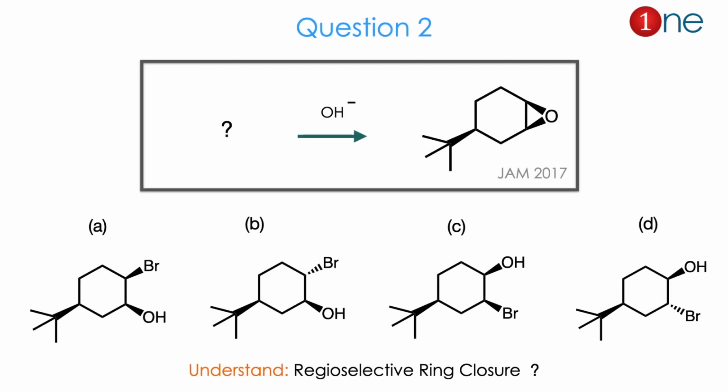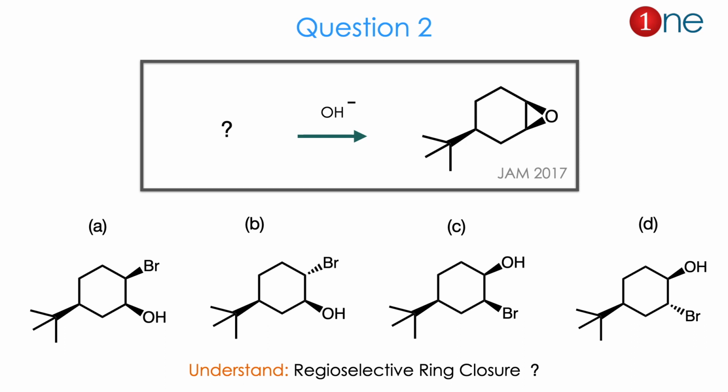Then the question number 2. The starting material is in question and you are using a base. The product is cyclohexane with epoxide above and tertiary butyl above. Here they ask you to find the reactant. The reactants are mostly OH substituted ones. So OH and Br are syn to each other or trans to each other, and syn or trans to the tertiary butyl or not.